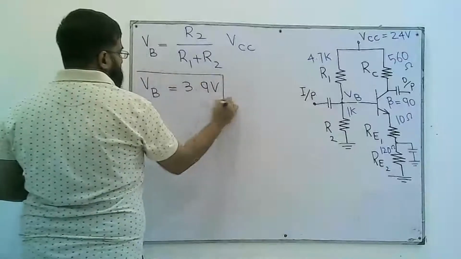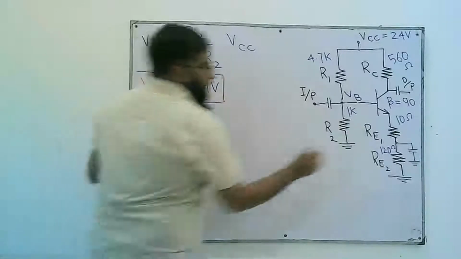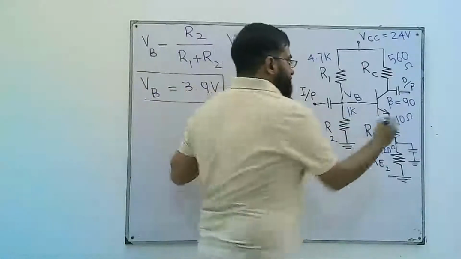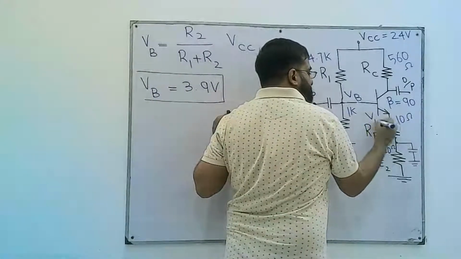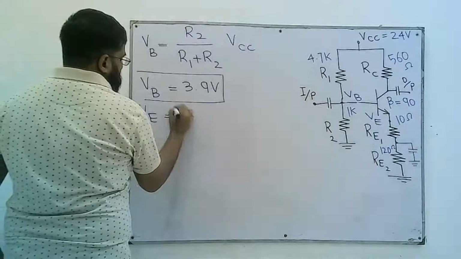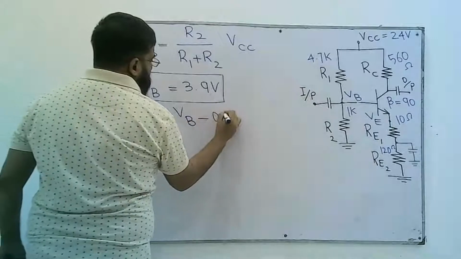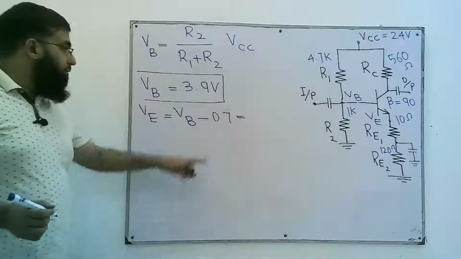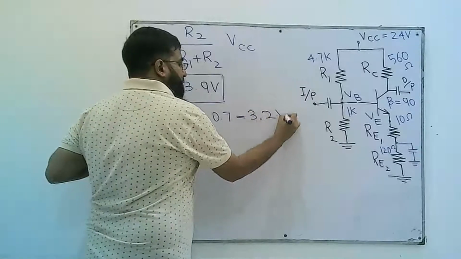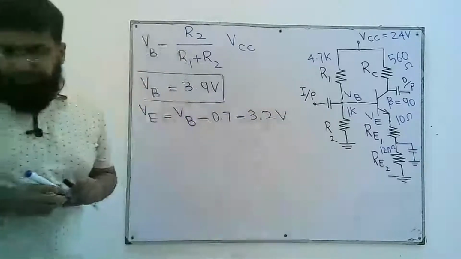So this is the VB, and we know this is an NPN transistor. So VE is 0.7 lesser than VB. VE is VB minus 0.7. This is approximately 3.2 volts.